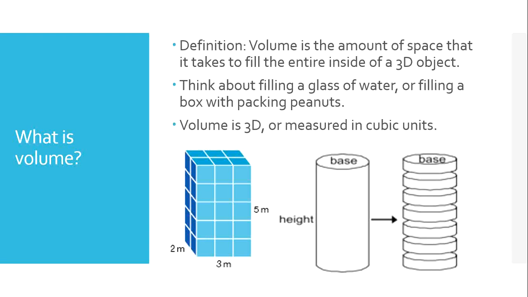So volume is three-dimensional, or measured in cubic units. So when you see this little blue picture right here, it's how many cubes can fit into that rectangular prism. Or if you look here, if you have one circle, how many slices up does it make to fit inside of this cylinder, right? So maybe these are all concepts that you've understood already about what volume is.